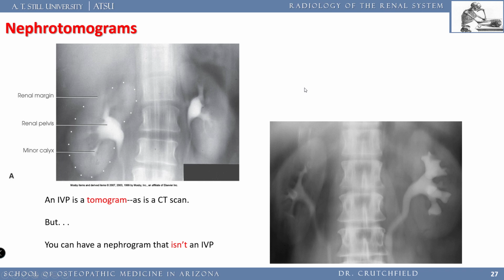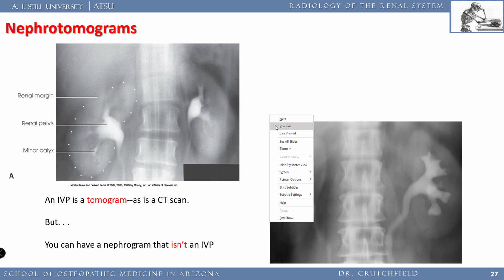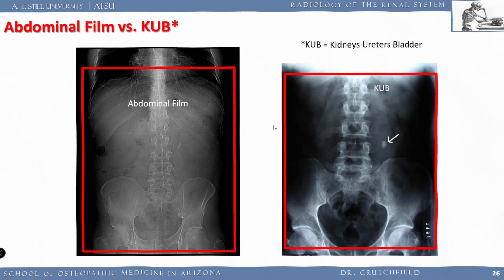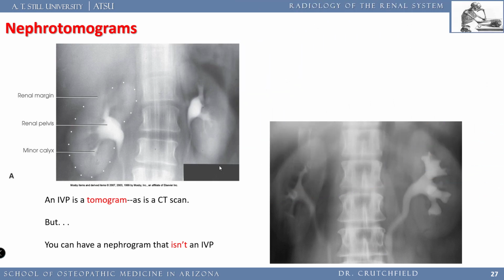This is really hard for students to wrap their head around, but let's take a second here and talk about nephrotomograms. Students always have a hard time with what is a tomogram, what's a CAT scan, etc. So let's go back to that previous slide. Nope, let's start here. And over here on the left, this is called an IVP, an intravenous pyelogram.